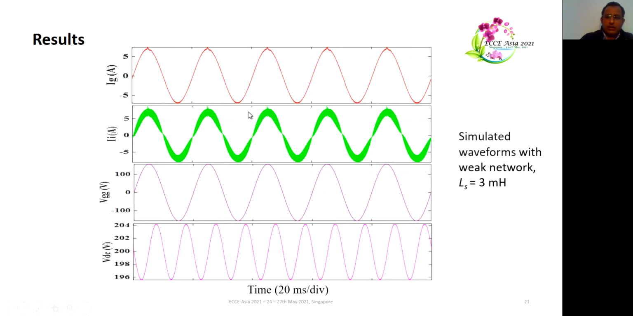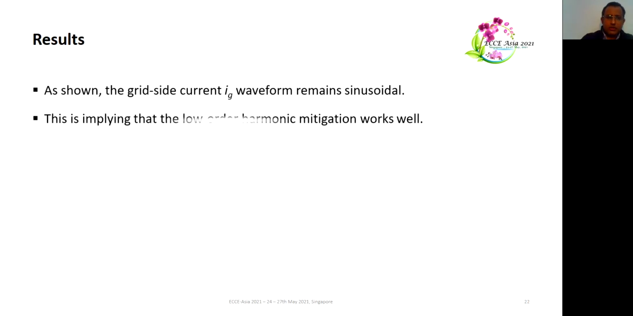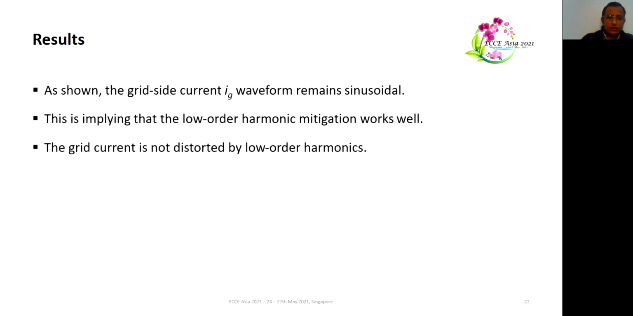Here are the simulated waveforms with weak network. This is the grid side current, inductor side current, grid voltage, and DC link voltage. As we see, the grid side current Ig waveform remains sinusoidal. This is implying that the low order harmonic mitigation works well. The grid current is not distorted by the low order harmonics. This is in conjunction with the theoretical analysis.